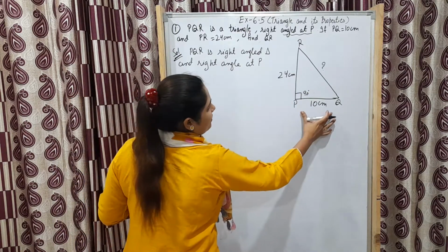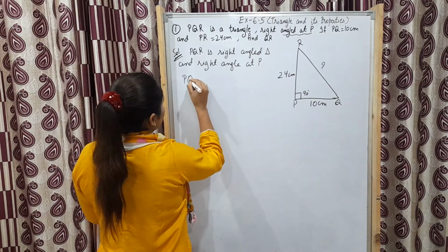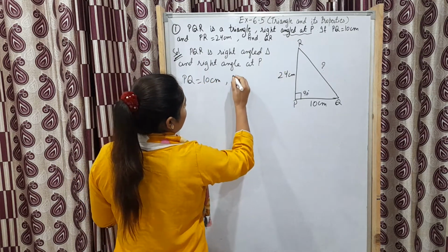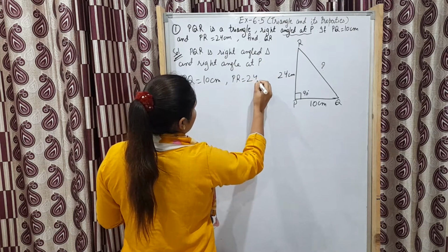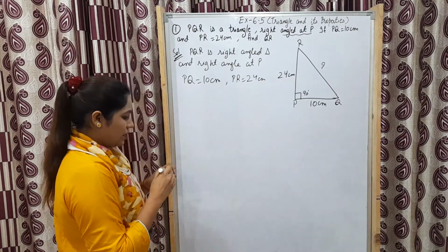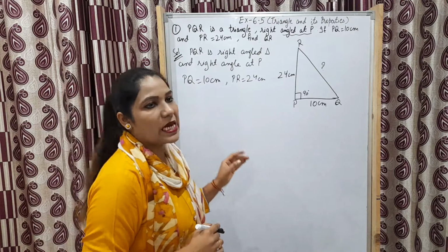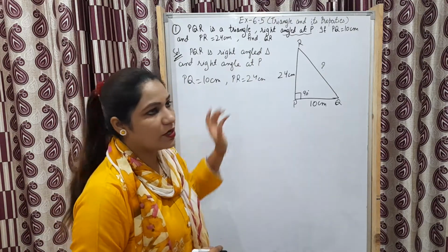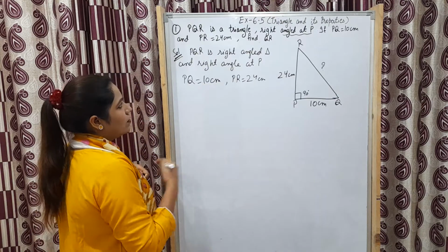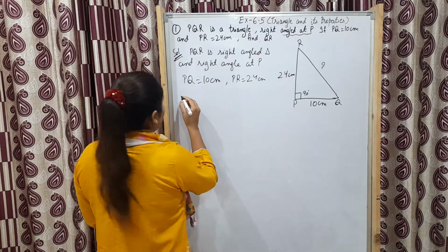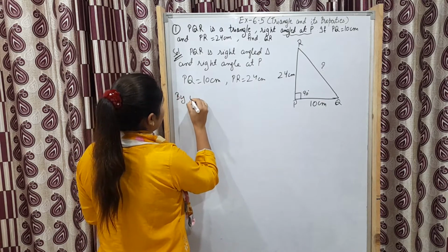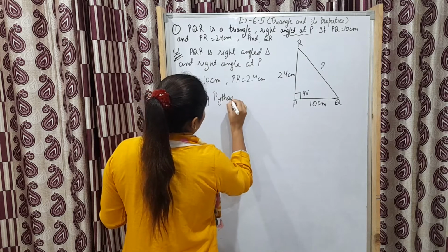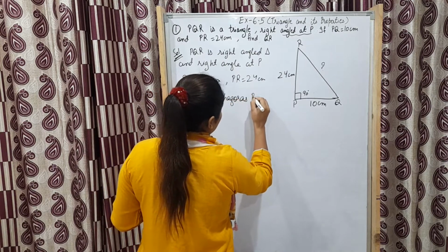Now what is given? Given is PQ. PQ is 10 centimeter and PR is 24 centimeters. Students, always write given. Whenever you start any question, first you will write those things which are given in the question, then you will solve the further. Now we will write by using Pythagoras property.